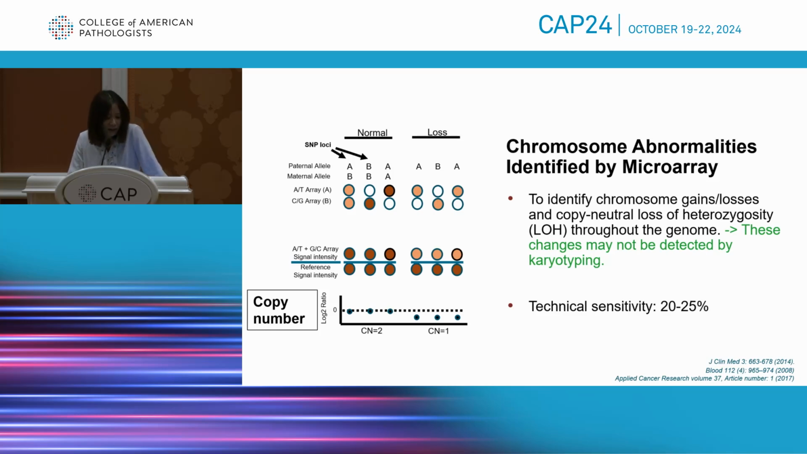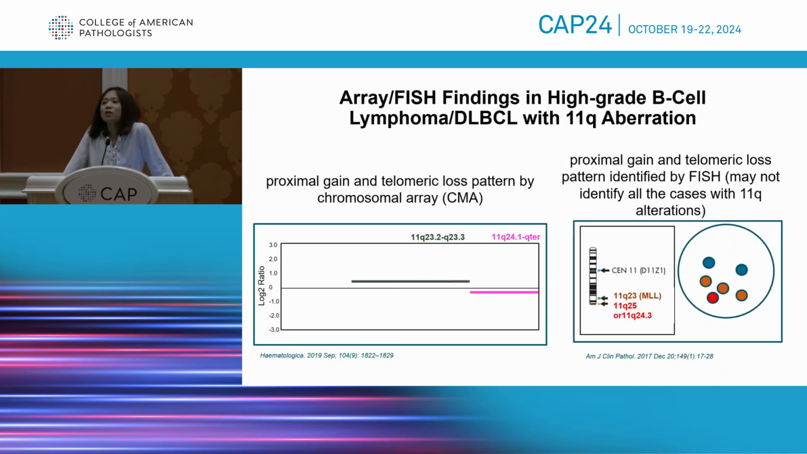The technical sensitivity is about 20 to 25% for this array. So what can we see in this high-grade B-cell lymphoma or large B-cell lymphoma with 11q aberration?